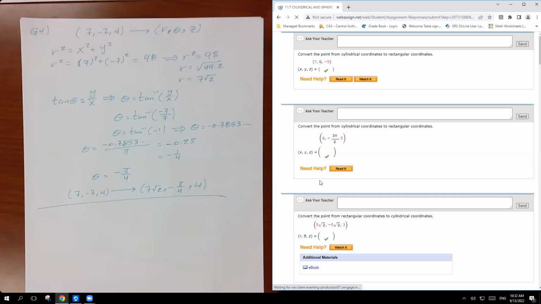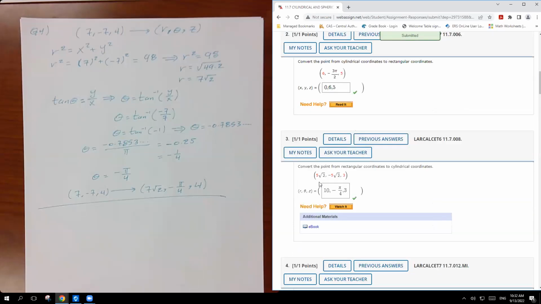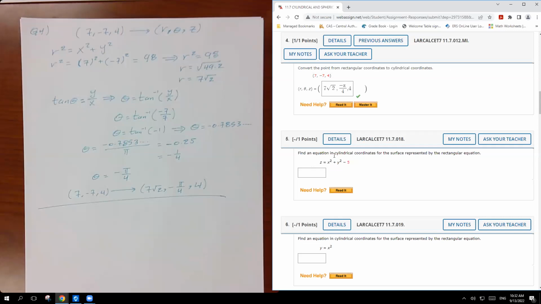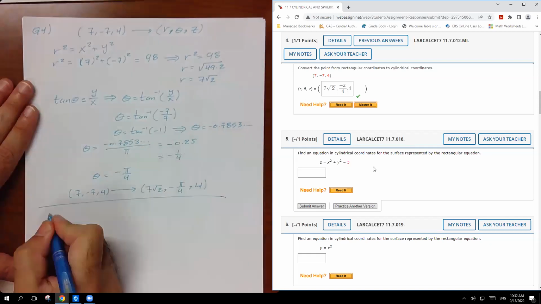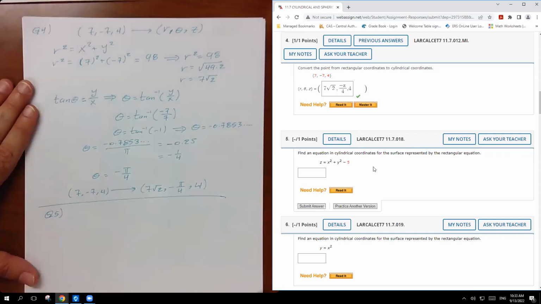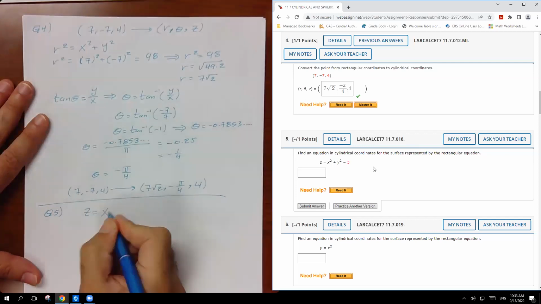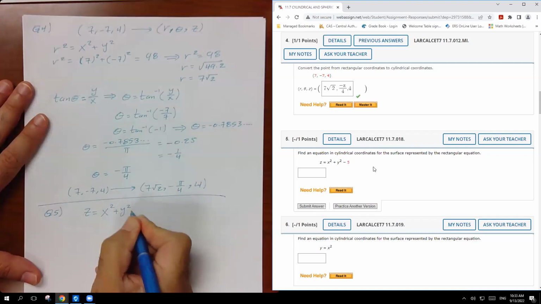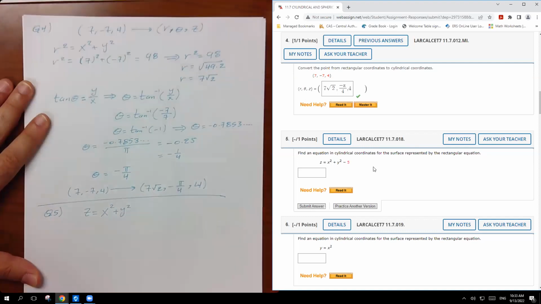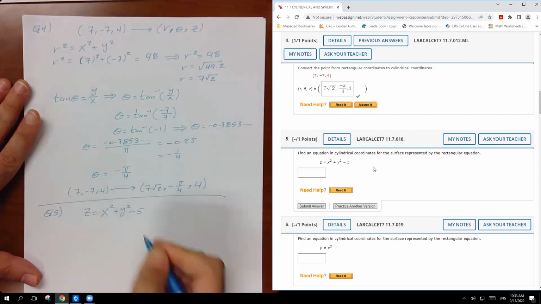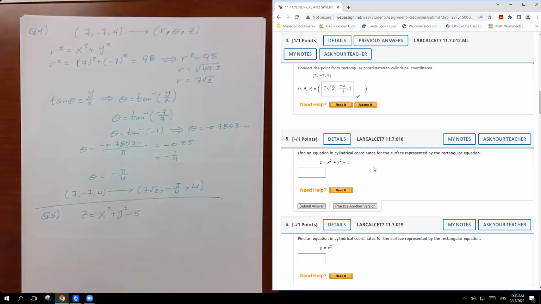If you check the next example, find the equation of the cylindrical coordinate for the surface given by the rectangular equation. So we have rectangular, and we need to find the cylindrical equations. Check example question 5. The equation we have is z equals x squared plus y squared minus 5. That's the equation in rectangular coordinates. We need to write it down in cylindrical coordinates.